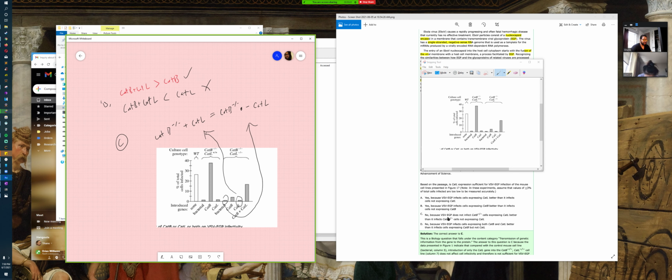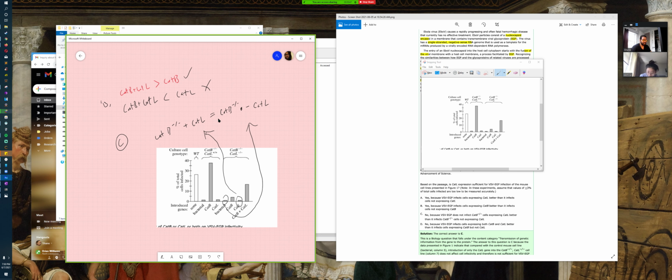To make sense of this, because it's a lot of words, like VSV EGP does not infect cat B minus cells expressing cat L better than it infects cat B minus cells not expressing cat L. I made sense of that by writing cat B minus plus cat L, right?